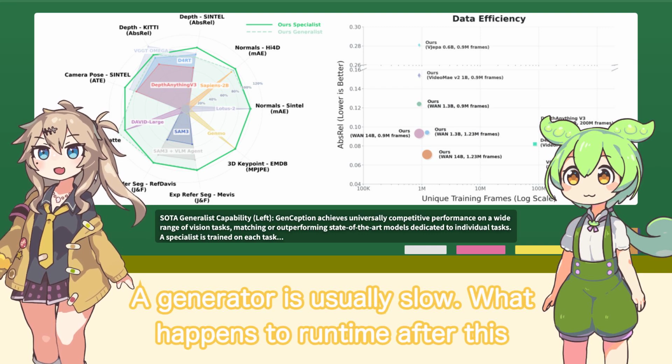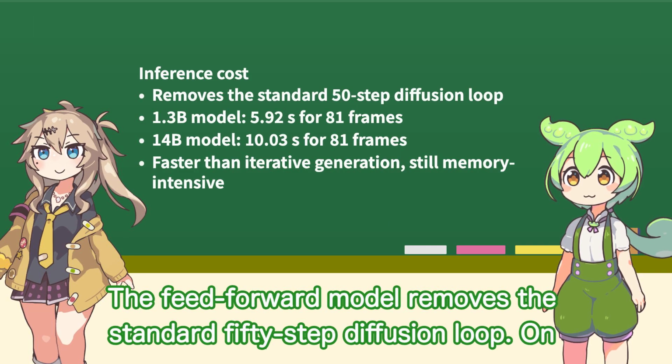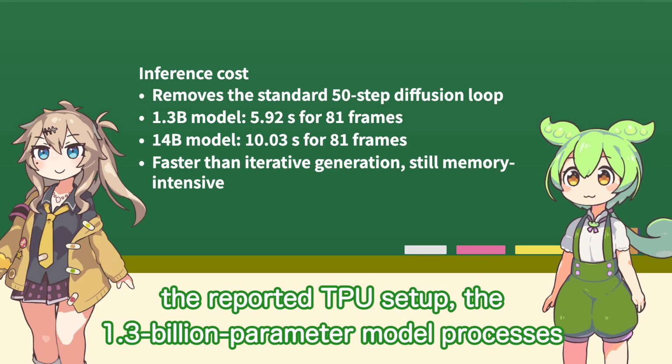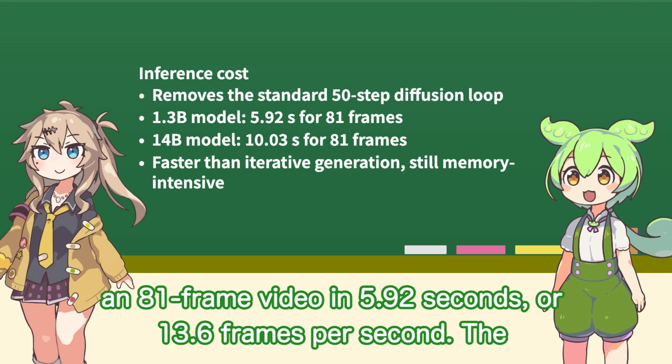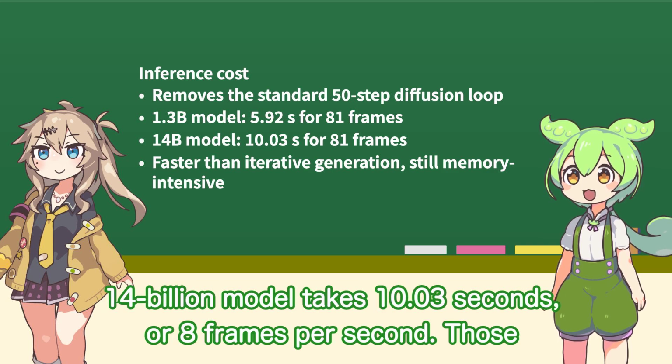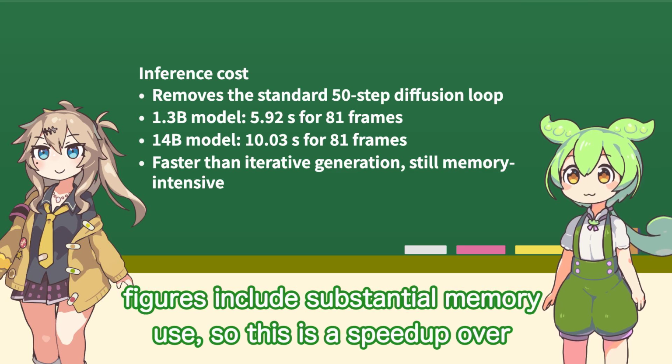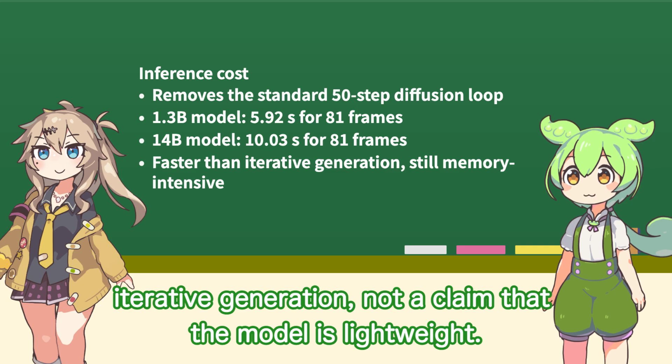A generator is usually slow. The feed-forward model removes the standard 50-step diffusion loop. On the reported TPU setup, the 1.3 billion parameter model processes an 81-frame video in 5.92 seconds, or 13.6 frames per second. The 14 billion model takes 10.03 seconds, or 8 frames per second. Those figures include substantial memory use.